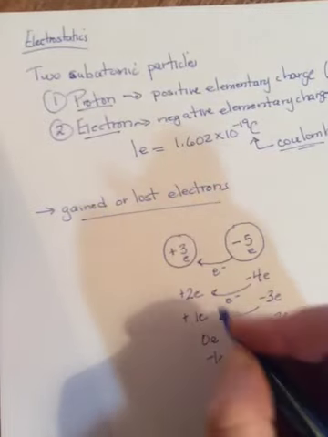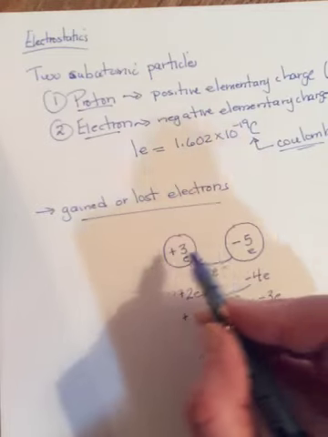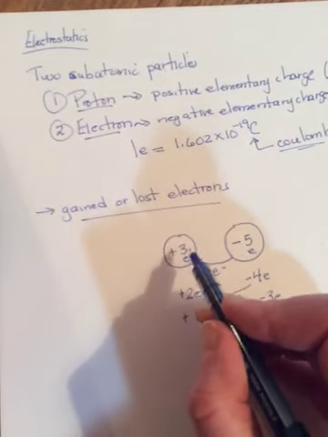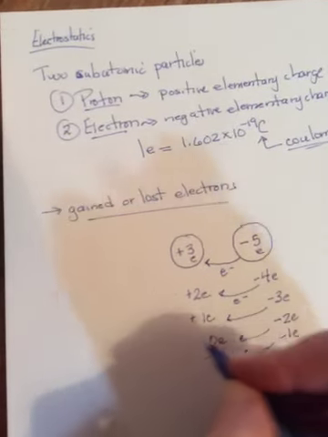Now you could draw this out all the time, or you could realize you could figure out what that charge would be by just adding them together and dividing by 2. So plus 3 minus 5 is negative 2, divide by 2 gives you negative 1.